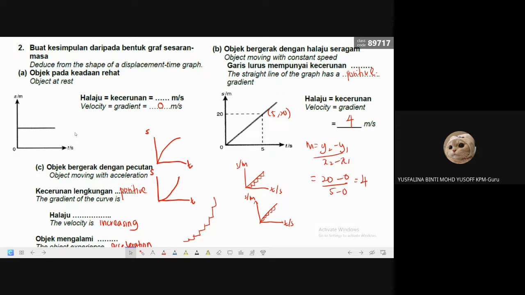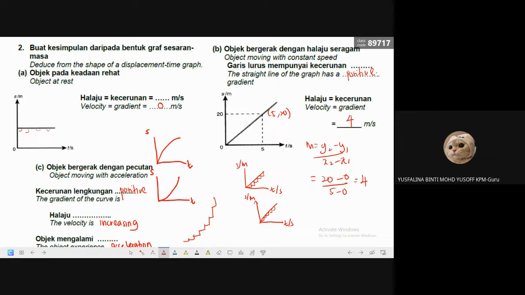Draw the triangle on the graph, and you have to see the size of the triangle, whether it increases or decreases. I will teach you that. So for this one, can you draw a triangle? There is no way you can draw the triangle.